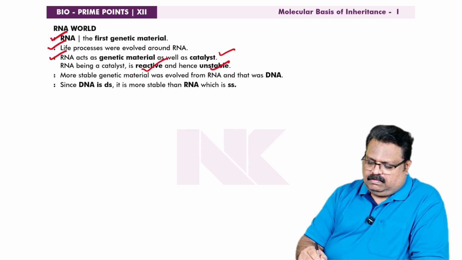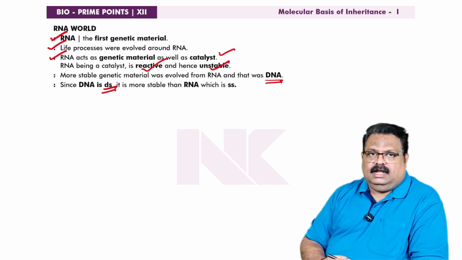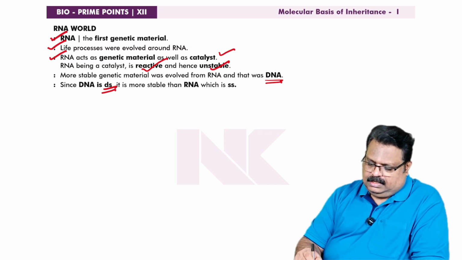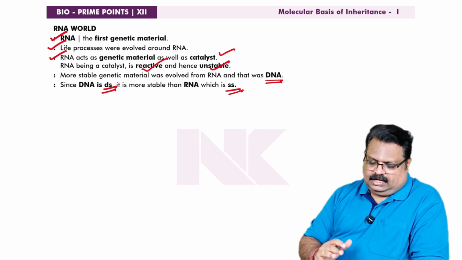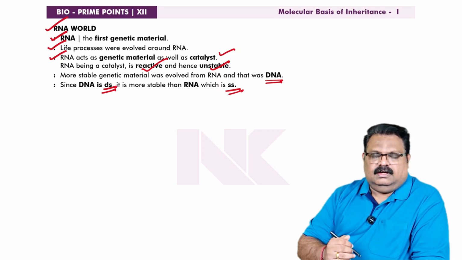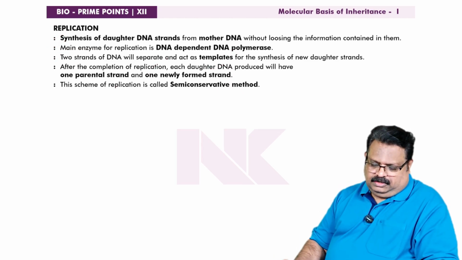More stable genetic material was evolved from RNA, that was DNA. Since DNA is DS, means what? Double-stranded. It is more stable than RNA which is SS. But anyway, initially the RNA was the first genetic material. So that concept is called RNA world. Okay. The next prime point is replication. It's a very important point.